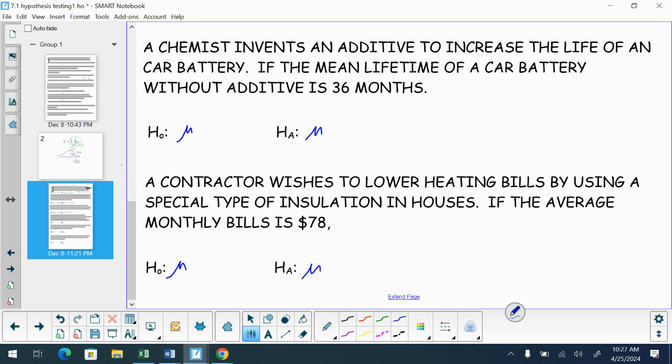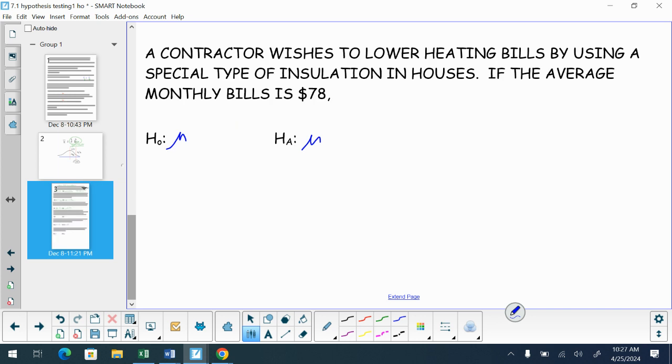First one, alternate hypothesis would be what? Greater than 36. So we have less than or equal to 36 here. See, a contractor wishes to lower the bills by using a special type of insulation in the house. The average monthly bill is 78. So what does he hope is true? Alternate. Less than 78. And then we have greater than or equal to 78.